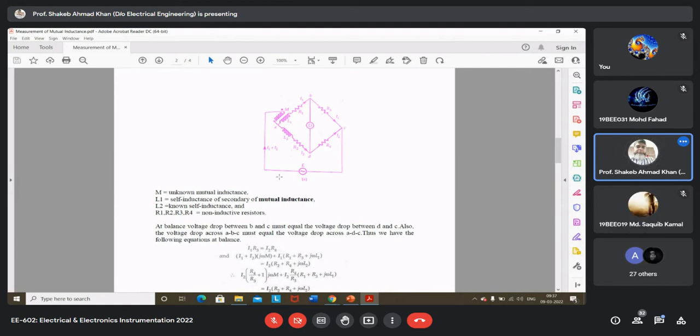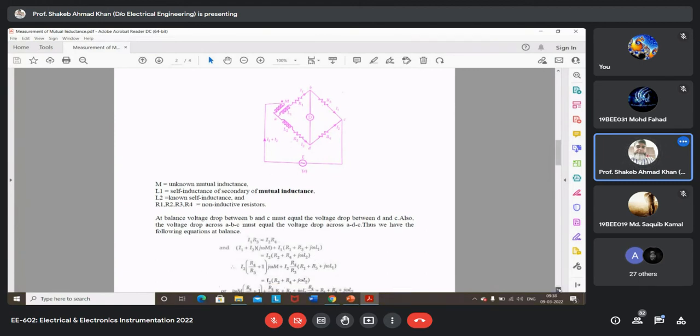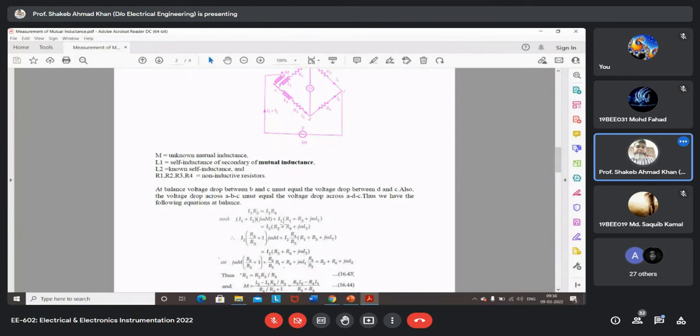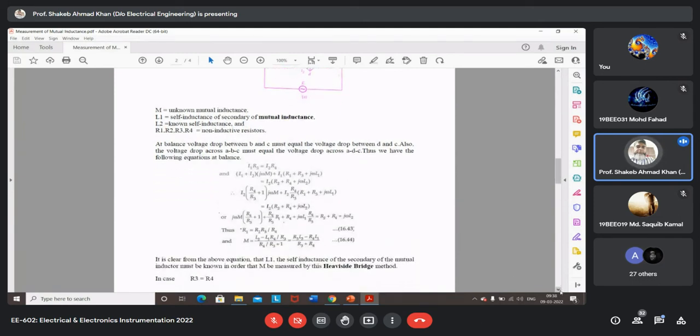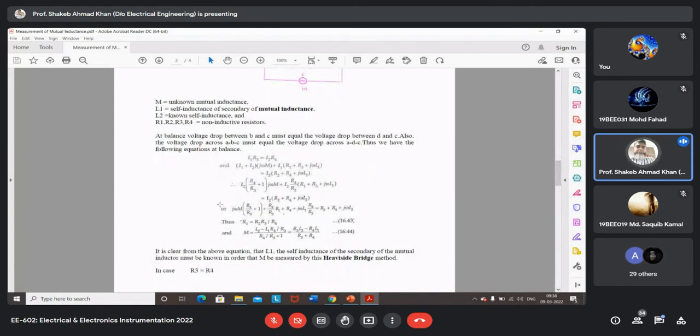Now we'll simplify this. This one is very simple. Here there is no mutual inductance term. And now our unknown parameter is M. All other parameters are known. So just to simplify it, we are writing I1 in terms of I2. From this equation, I1 will be equal to I2 into R4 upon R3. So that's what we have written here. This equation is in terms of I2 only, so I2 from the left side and right side gets cancelled. Now we have an equation in terms of the impedances only.